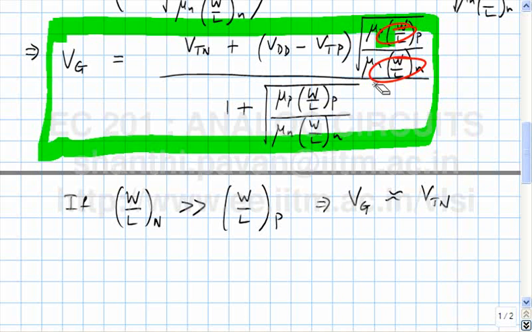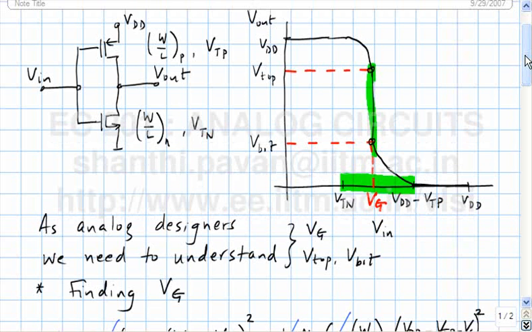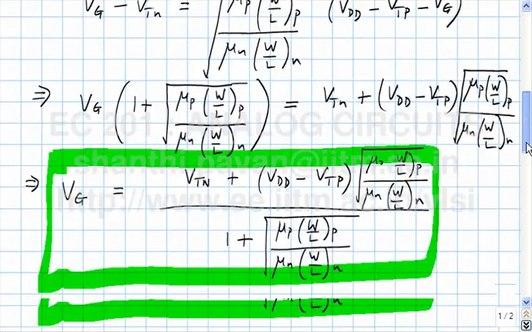So the trip point of the inverter. See, this VG is loosely called the trip point of the inverter. Why? I mean, below VG the output is high, above VG the output is low. So that VG is the input voltage at which the output of the inverter is tripping. So this is often loosely called the trip point of the inverter.